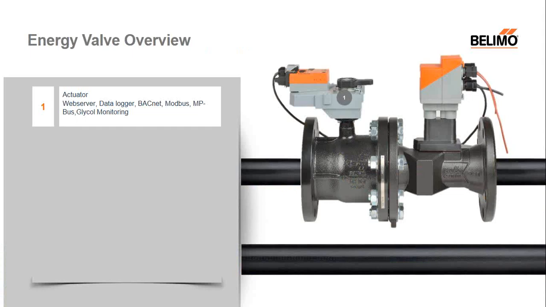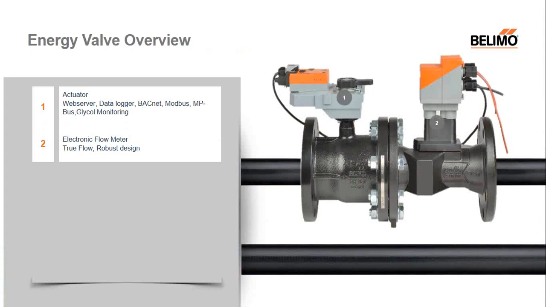It has BACnet, both MSTP and BACnet IP, as well as Modbus, allowing it to integrate into systems networks. It also has a standard analog signal for control as well. And we have another feature called Glycol Monitoring, which I'm going to talk a little bit about later, where we have the ability to output the actual glycol percentage in the system with a single Energy Valve.